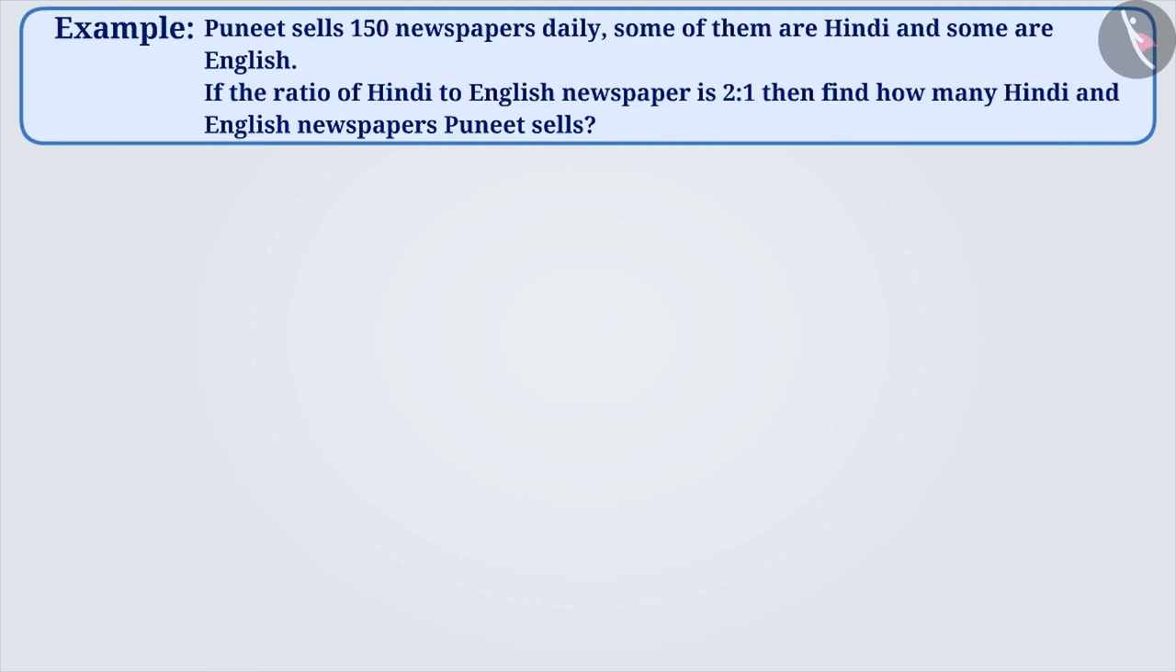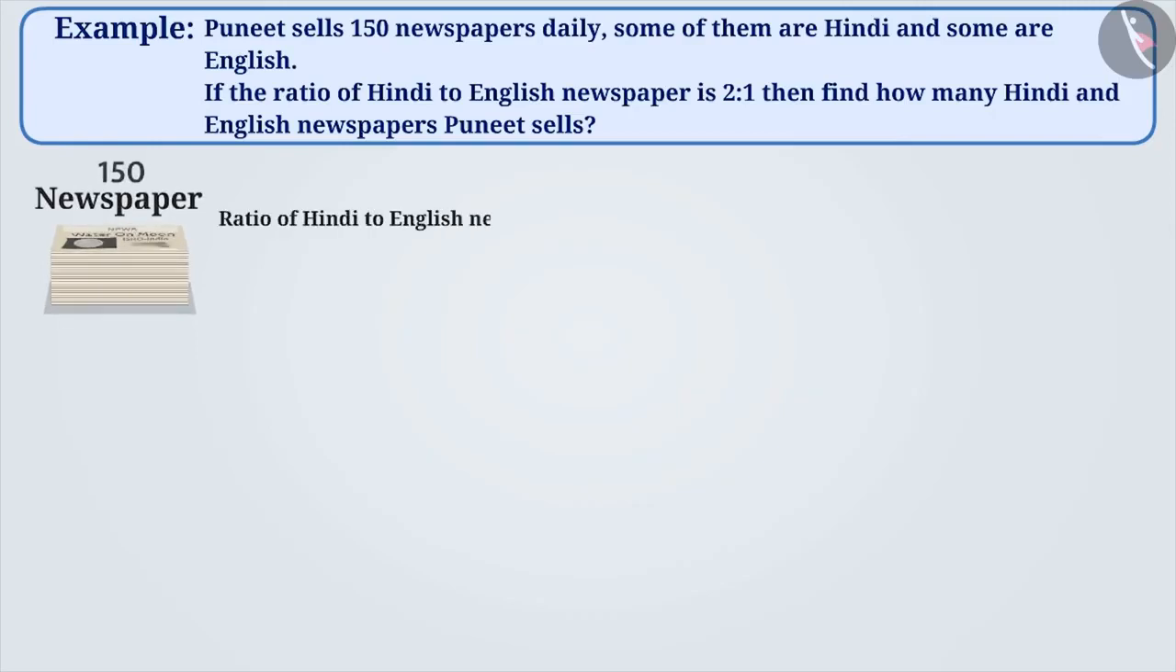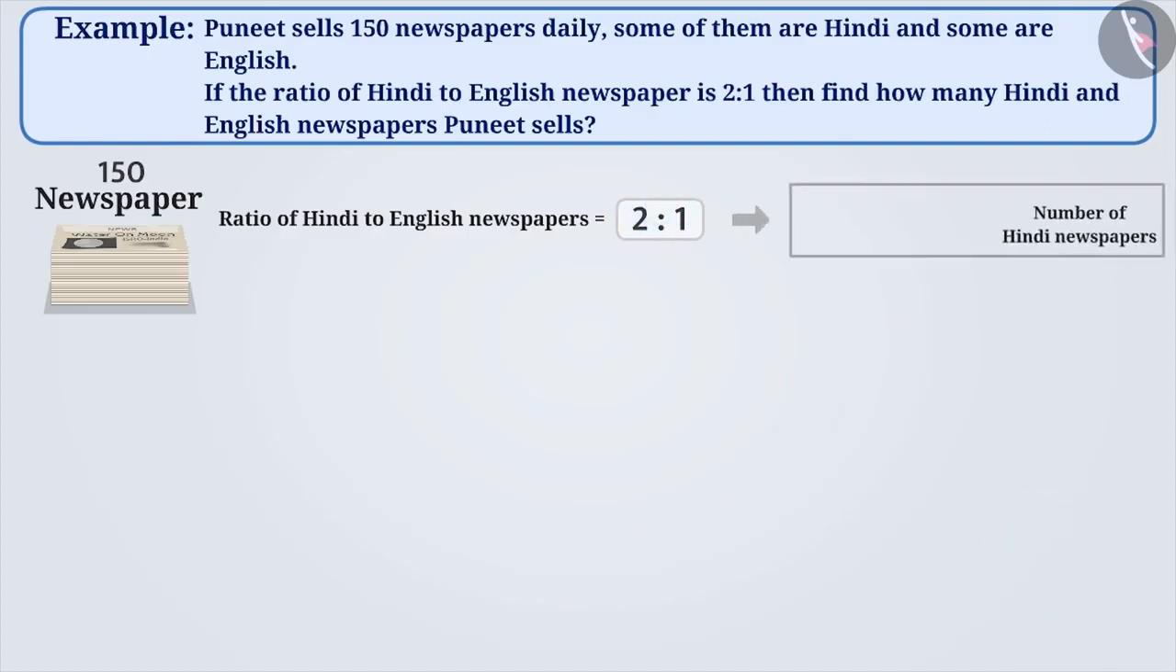From the given example, we can say that out of 150 newspapers, the ratio of Hindi to English newspapers is 2:1. Can you tell what this ratio represents? Think about it. Let me tell you, this ratio represents that Hindi newspapers are 2 times of English newspapers.